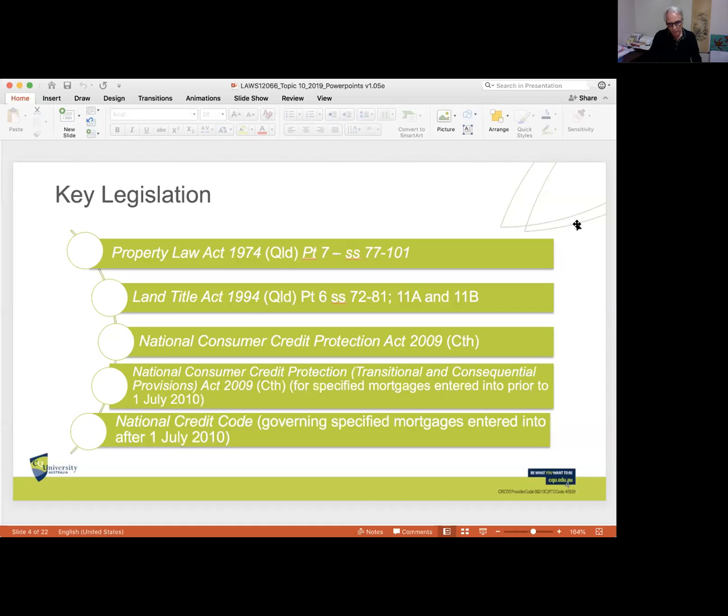So we've got a framework of primarily state-based legislation in Queensland, but we need to also understand the national credit laws that come from the Commonwealth and provide enhanced protections for borrowers, individual borrowers in domestic and residential purchases.